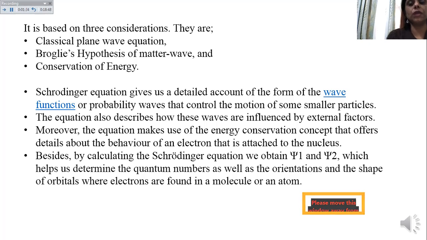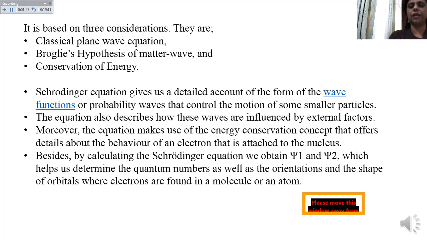Means our electrons are attached to the nucleus. All of you know that our nucleus has protons, neutrons and electrons, and electrons move in the orbits, and while moving in the orbits they conserve the energy. Besides, by calculating the Schrödinger equation, we obtain psi1 and psi2, which help us determine the quantum numbers.